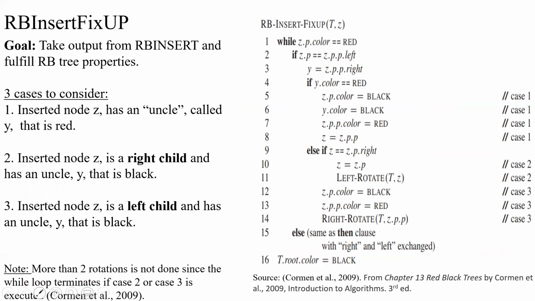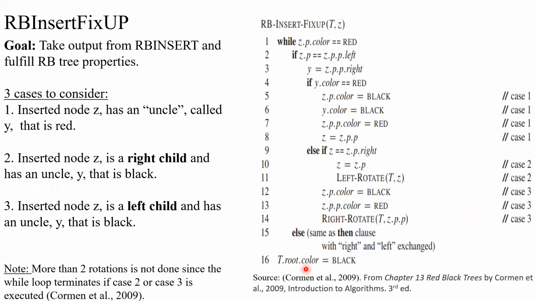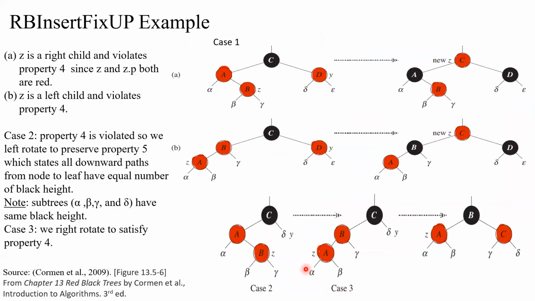It is important that I go back for 1 second and note that more than 2 rotations are not done, since the while loop terminates if case 2 or 3 is executed. The while loop, I should say, is under the assumption that Z.P, the parent of Z, is red. If it's not red, then the loop will not run. And on line 16, the last line, T.root.color is equal to black. Insertion, I said, costs big O of log n. So does insert fix up.